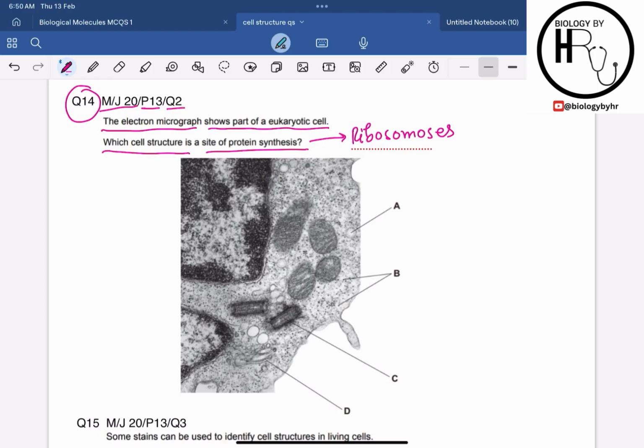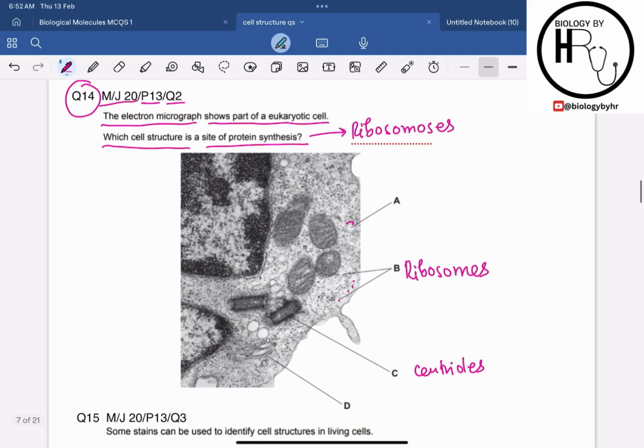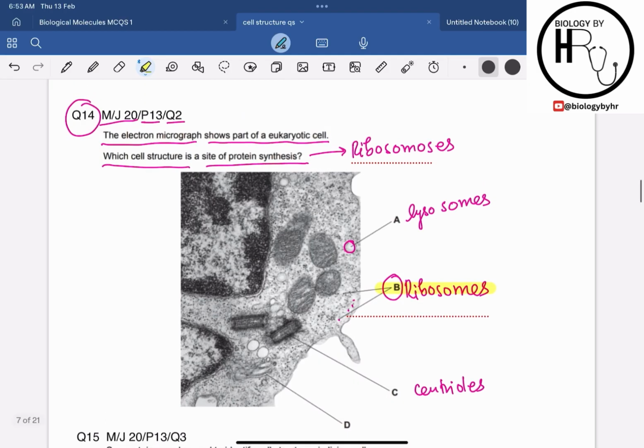If I talk about C, C is the centrioles. If I talk about B, they are pointing to these dotted structures in the cytoplasm, which are known as the ribosomes. And the vesicles shown by the arrow in A are basically the lysosomes, because lysosomes are also vesicles containing hydrolytic enzymes. So the answer to this MCQ would be option B, ribosomes. You just have to identify the ribosomes and mark it as your answer. Hence the answer is option B.